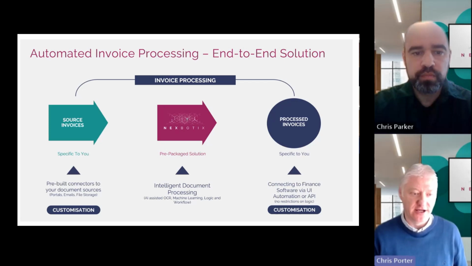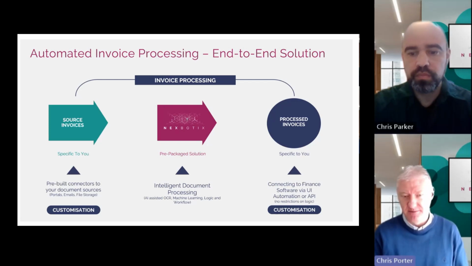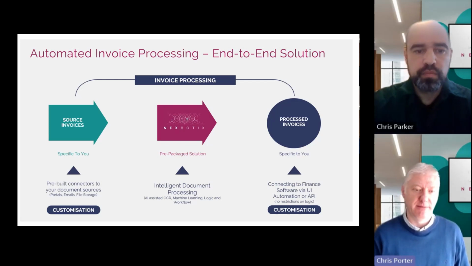On the left-hand side, you'll see source invoices. Essentially, this is where we pick up the invoices. This could be from a file share, an email inbox, or any source where the actual invoices come in. We have pre-built connectors that connect to all those environments and pick off those attachments that are coming in.